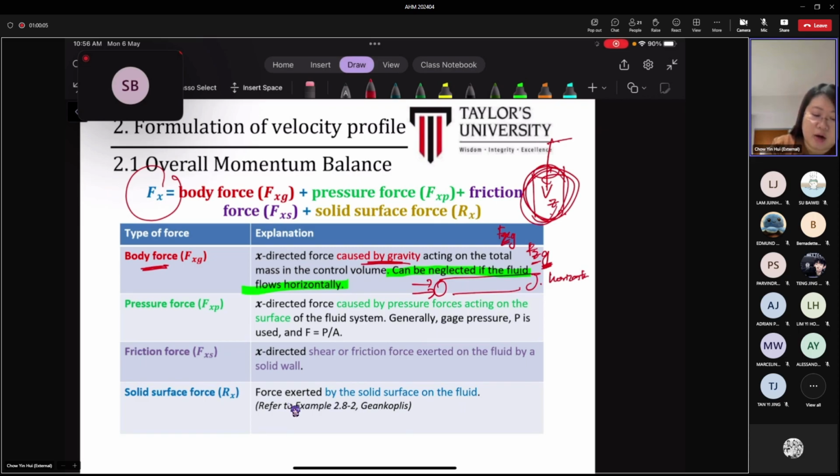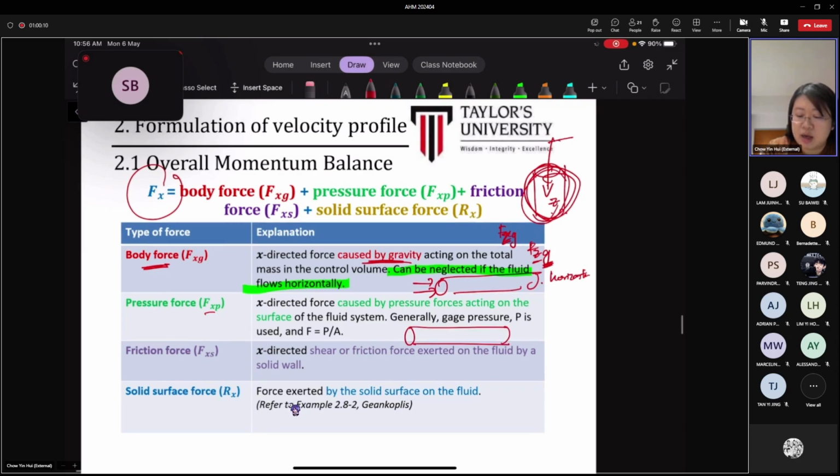Now for the second one, the pressure force. Let's say for a fully developed region within a pipe flow, for a fluid that flows in and out of a system, there's a pressure that acts on this cross-sectional area here. There's a pressure force that acts on this to cause the fluid flow in and out of the system. So this is what they say here: it's an x-directed force, let's say the fluid is in the x direction, caused by pressure force acting on the surface of the fluid.